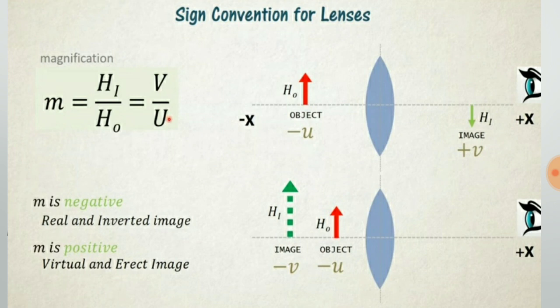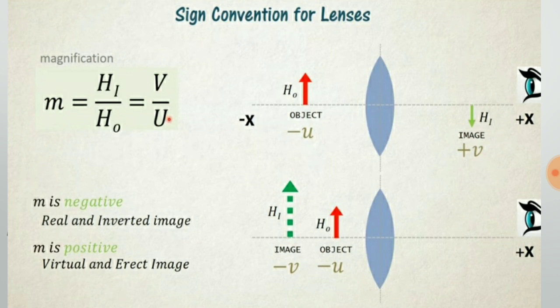by u. And one very important point about magnification is, if m is negative, that denotes that the image is real and inverted. That means we are getting the image below the principal axis. The green color line which you are seeing in the first picture is the image distance, and it is real and inverted. Since it is below, we are denoting it as negative.